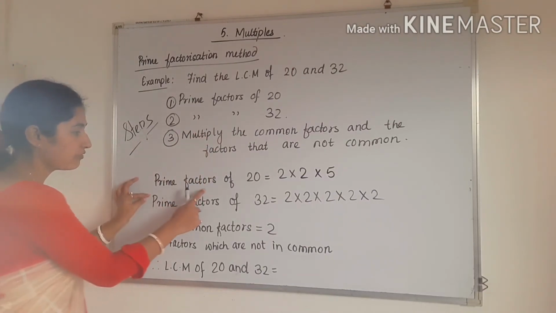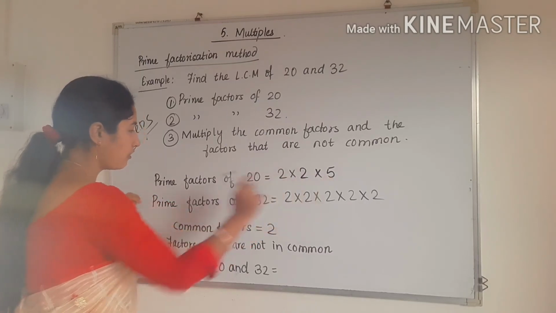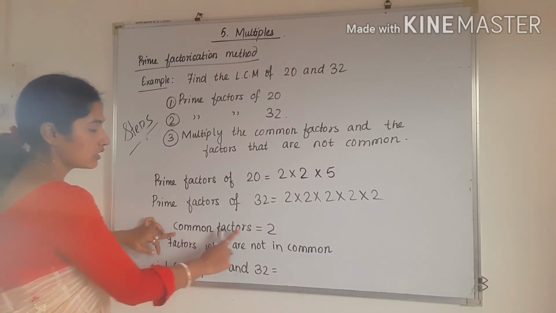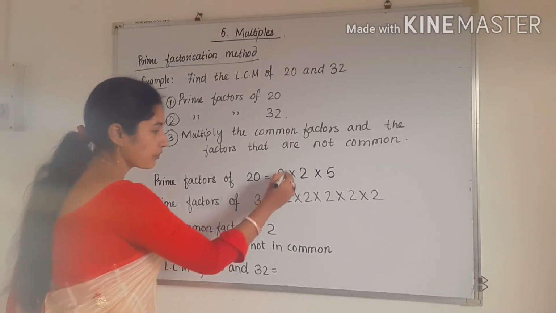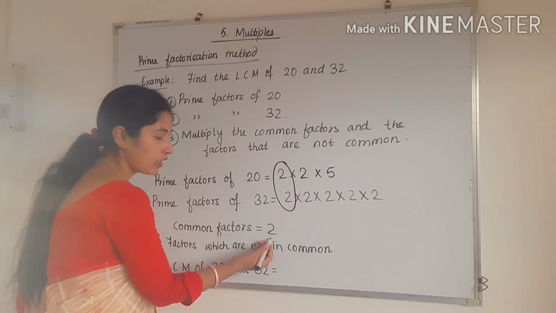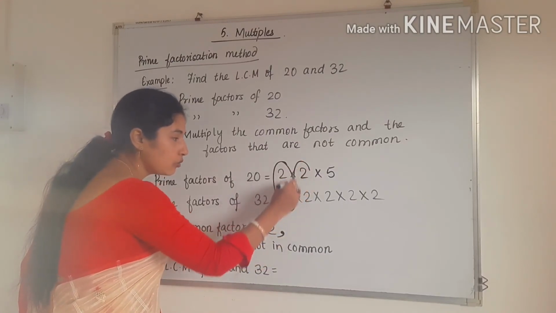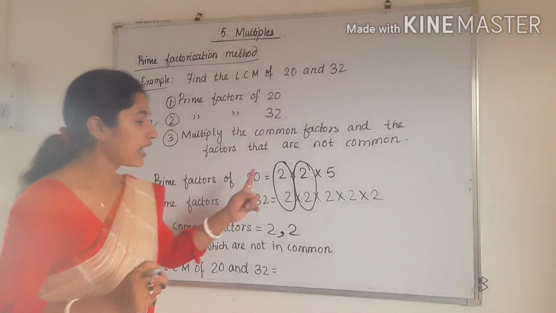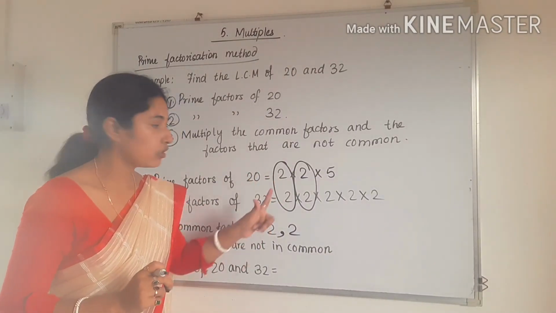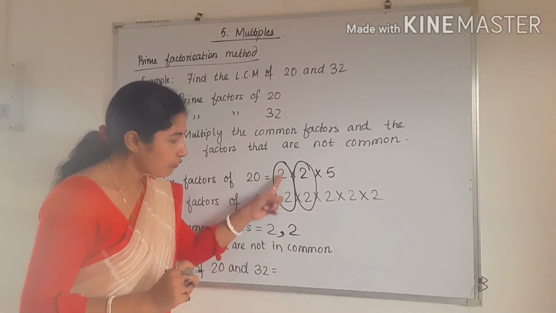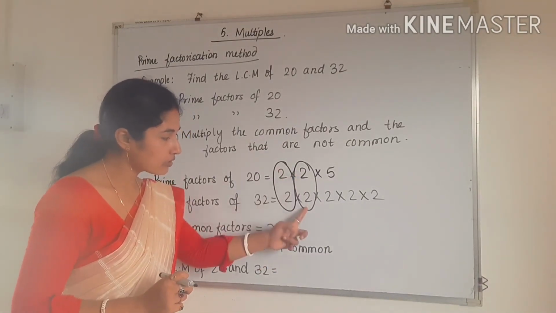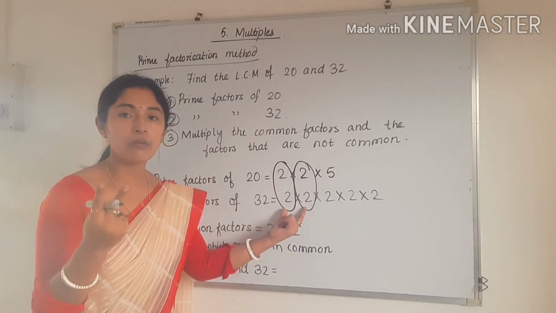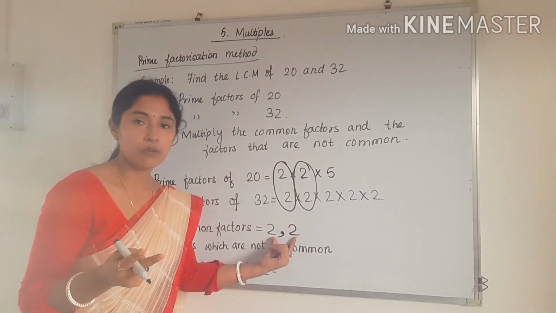So first, the prime factors of 20 are 2 into 2 into 5. Next, the prime factors of 32 are this. Next, you have to see the common factors. What is in common? One 2 is in common, so I have written one 2. Then another 2 is also common, so you write another 2. Don't write it as a number of 2s. Only two 2s are common.